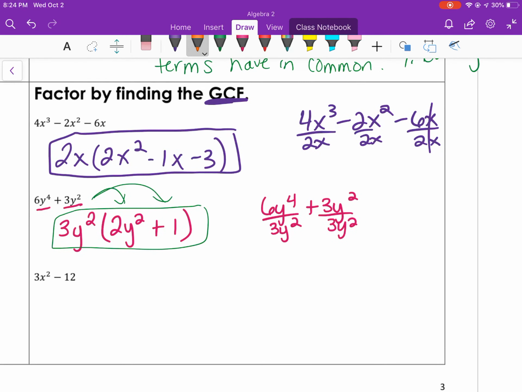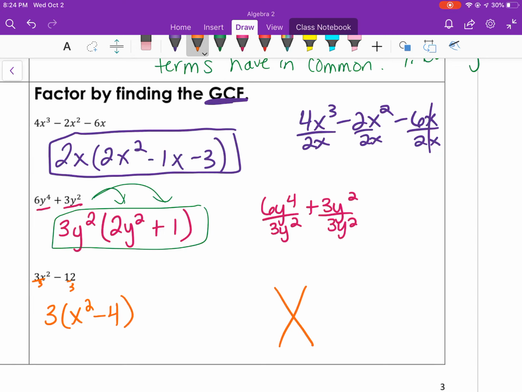Then this one, between 3 and 12, I can divide them all by 3. I can't take out any x's because the 12 doesn't have an x. So I'm going to divide this by 3, divide this by 3. It's going to be x squared minus 4 left.